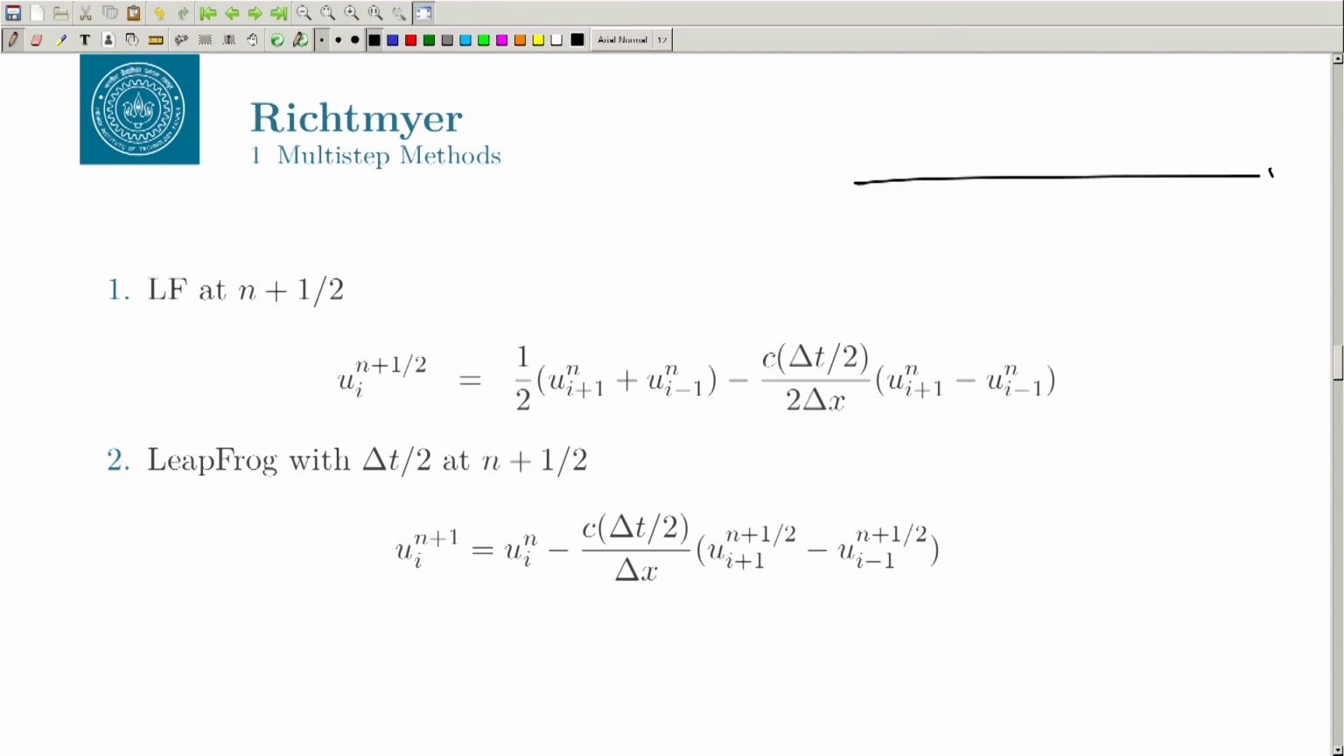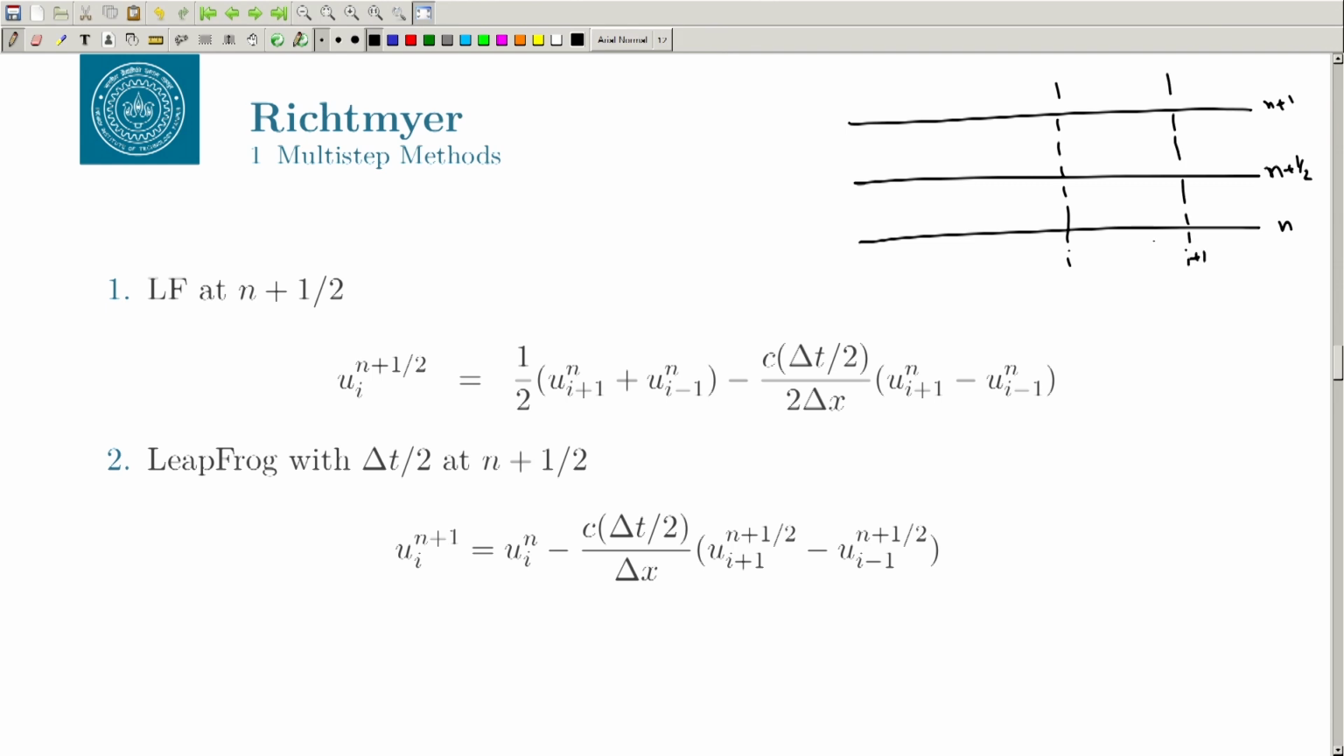So, the first step, this is my n, let me write, this is n plus half, this is n, this is n plus 1, and this is my i plus 1, and this is i minus 1. First step, same thing, do the Lax-Friedrichs at n plus half. So, this is the n plus half that we are trying to calculate. This stencil will be at i plus 1 and i minus 1, and instead of delta t, you are just using delta t by 2. So we are just going here, earlier we were going from i minus half to i plus half.